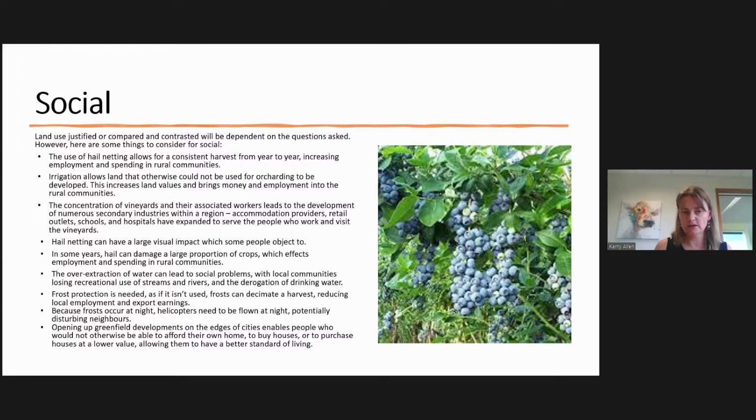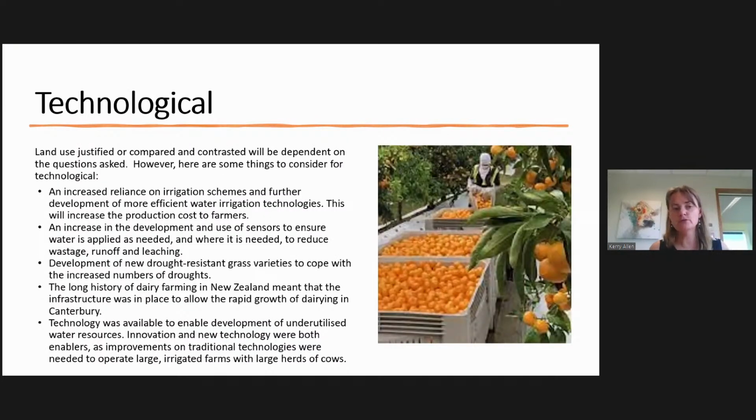and for social. Okay, you might have been able to buy closer to where you work because they're able to break up some of that land into selling it for houses. And then moving into technology.